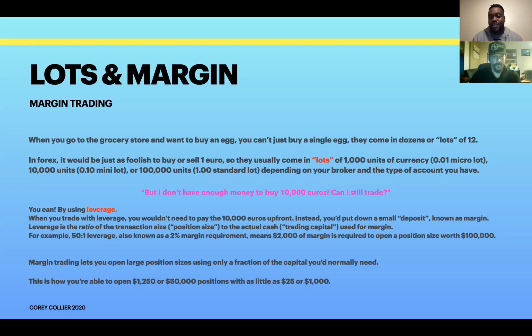Leverage is the ratio of the transaction size or the position size to the actual cash or trading capital used for margin. So for example, we've got 50-to-1 leverage. 50-to-1 leverage is usually the max of most United States regulated brokers. It's terrible, guys. But at the same time, it does prevent you from over-leveraging. 50-to-1 leverage is also known as a 2% margin requirement. That means $2,000 of margin is required to open a position worth 100,000 units.